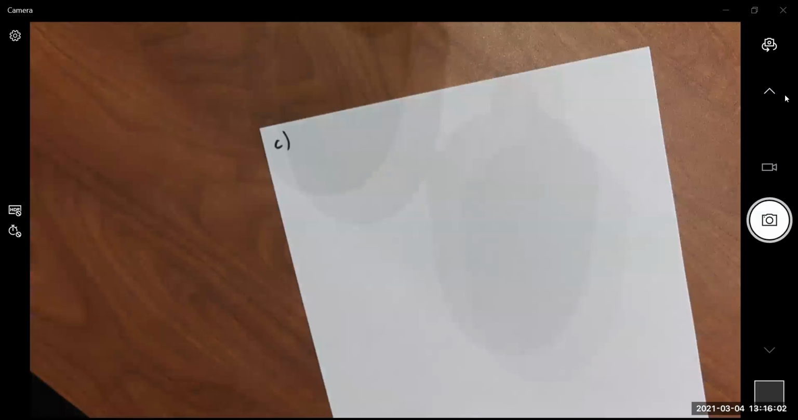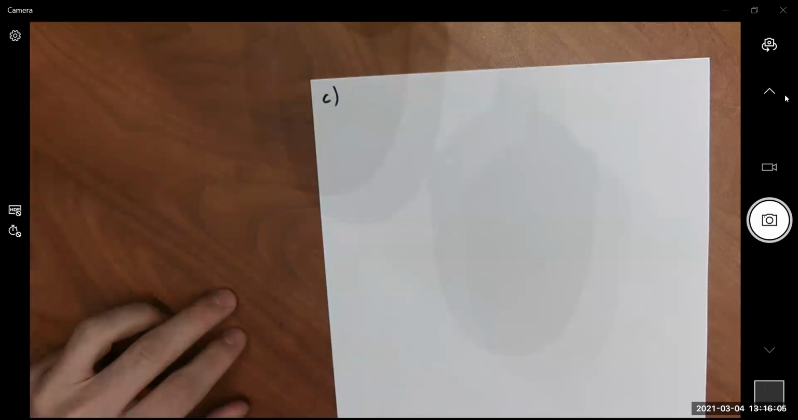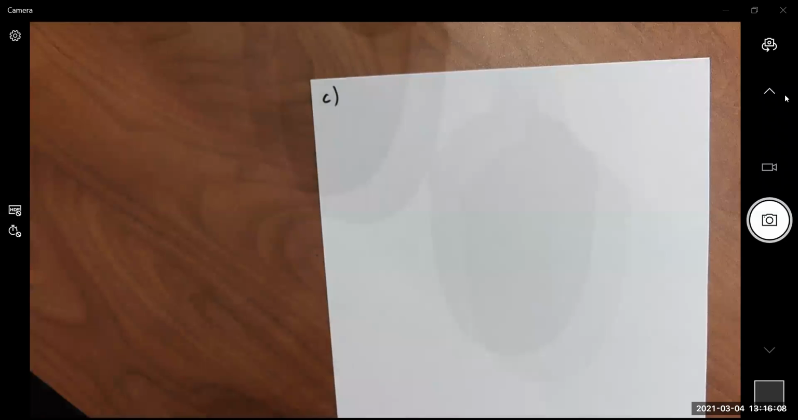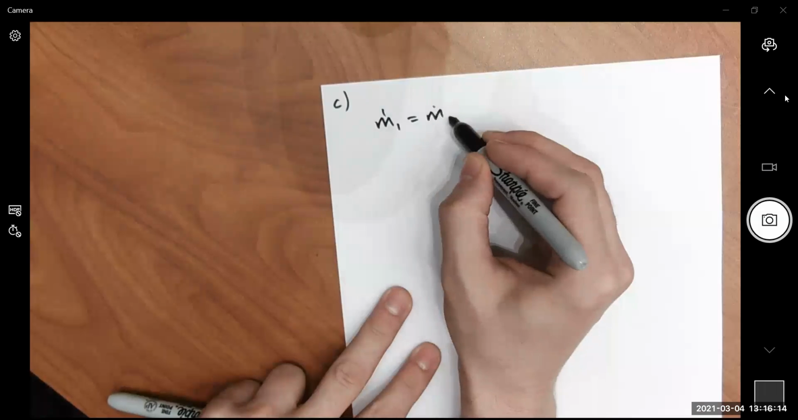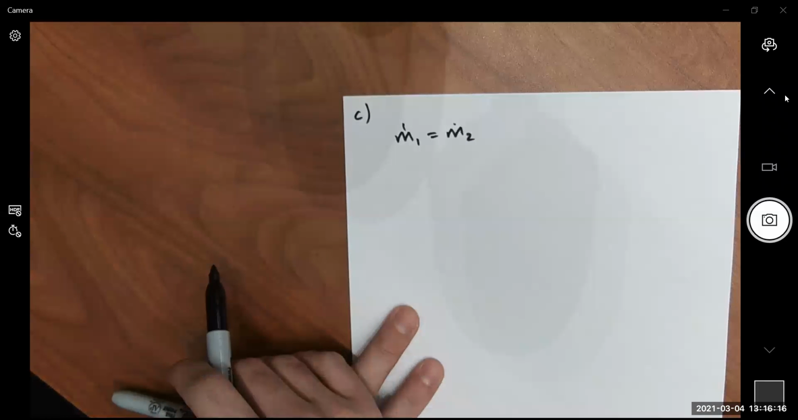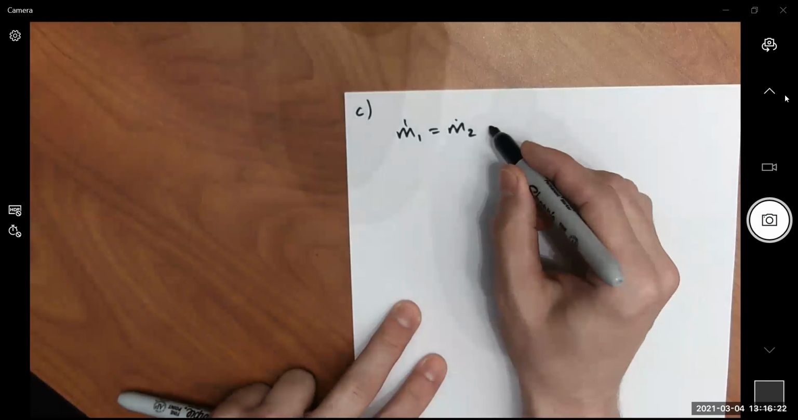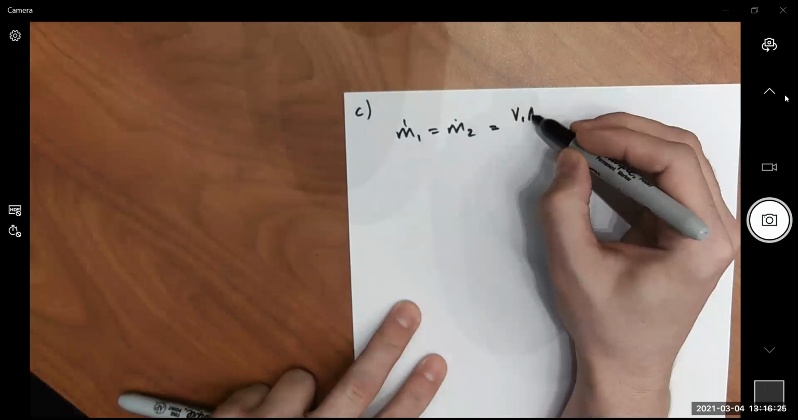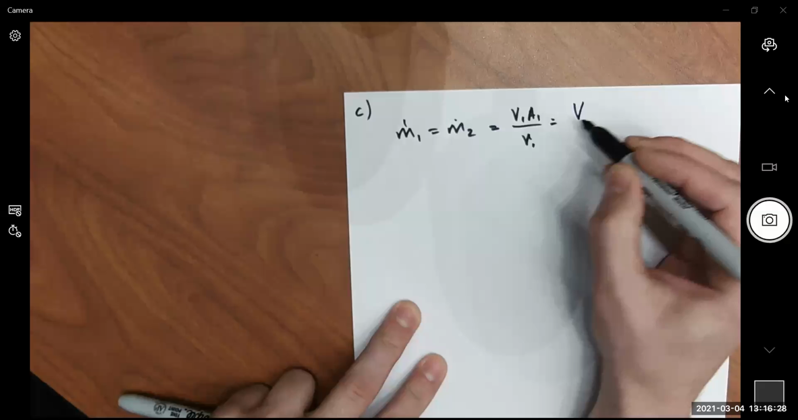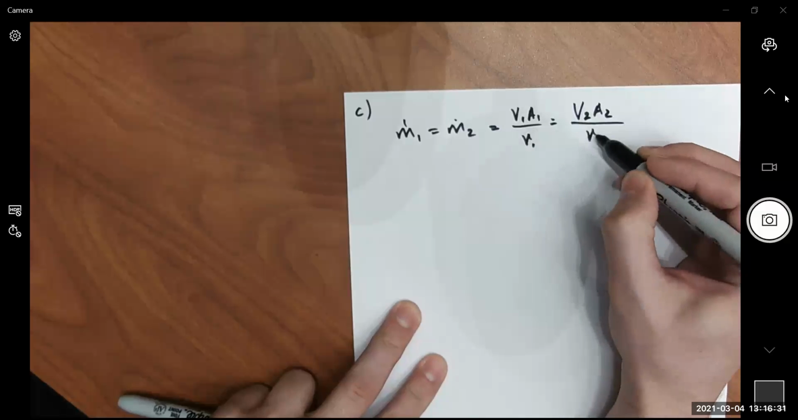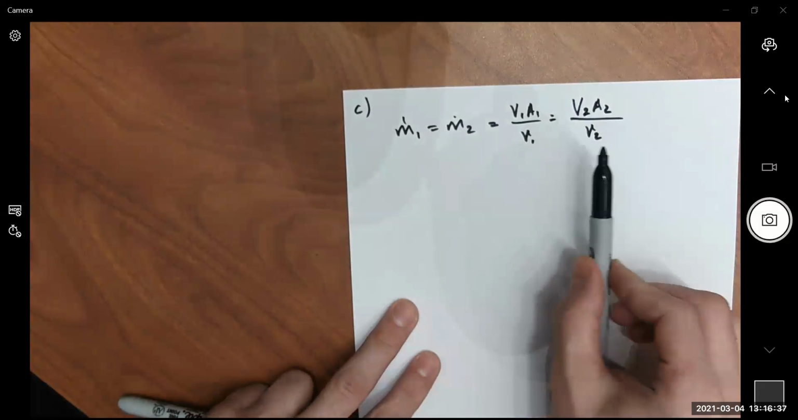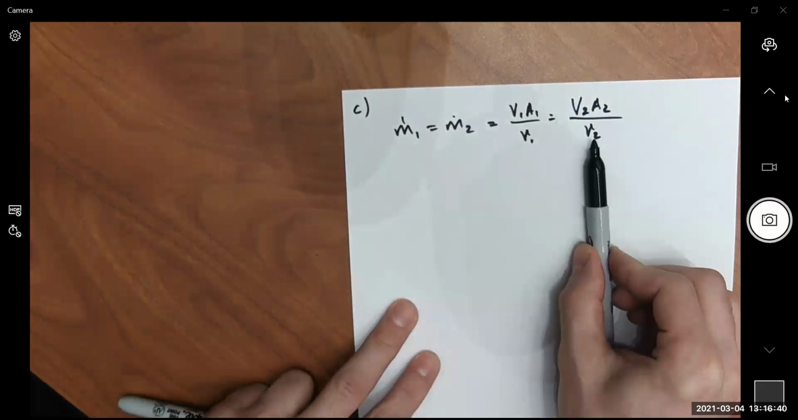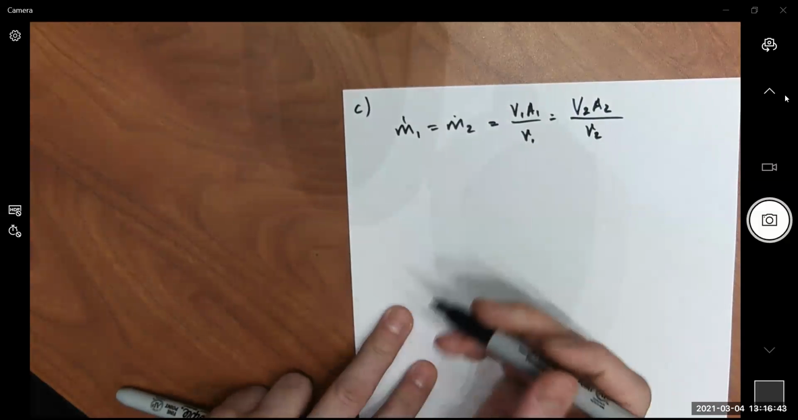Part C, we're asked to find the ratio in diameters at the inlet and at the outlet. So I know my mass flow rate has to be equal at the inlet and at the outlet. So I also know this is my mass flow rate at the inlet, mass flow rate at the outlet.